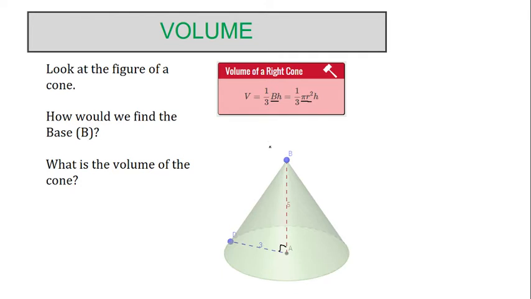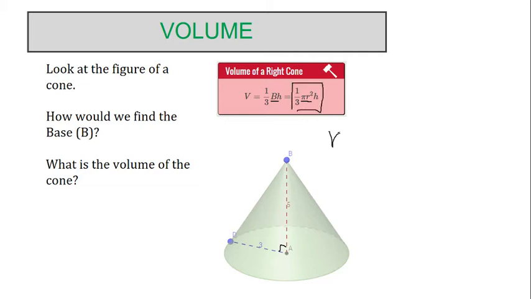So you notice that this formula is very similar to the one for a cylinder with one exception, that we end up dividing by 3 at the end. Remember, multiplying by a third and dividing by 3 are the same thing. All right, so let's go ahead and figure out the volume of this particular cone.